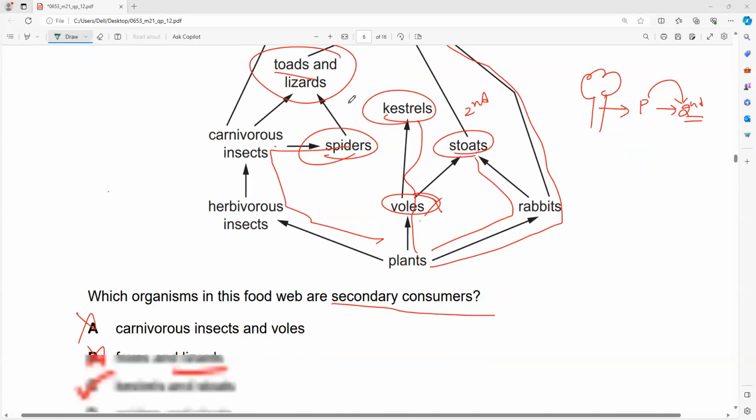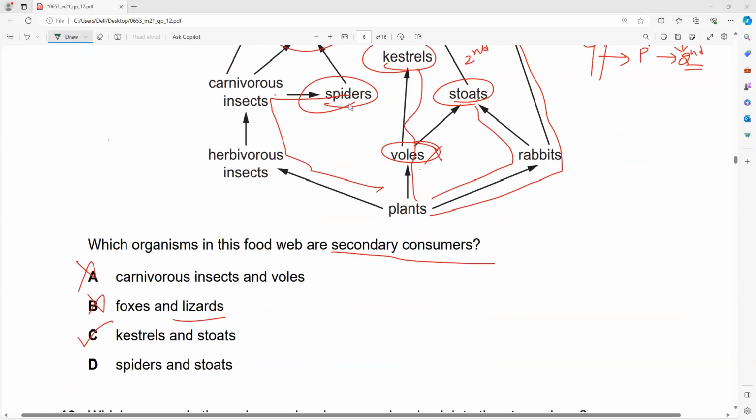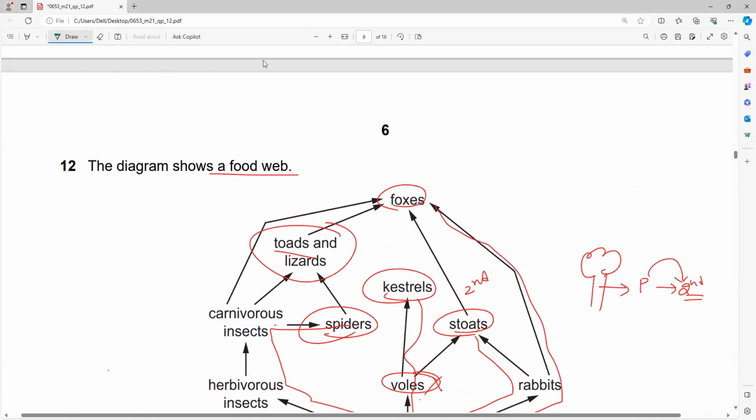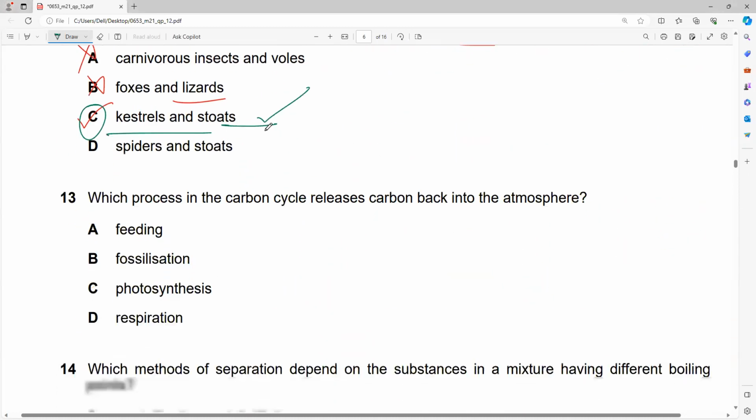Kestrels and stones. So only option C is matching for us. So that's why option C is the correct answer. Okay, so just do it. You have to spend time and you have to do it.